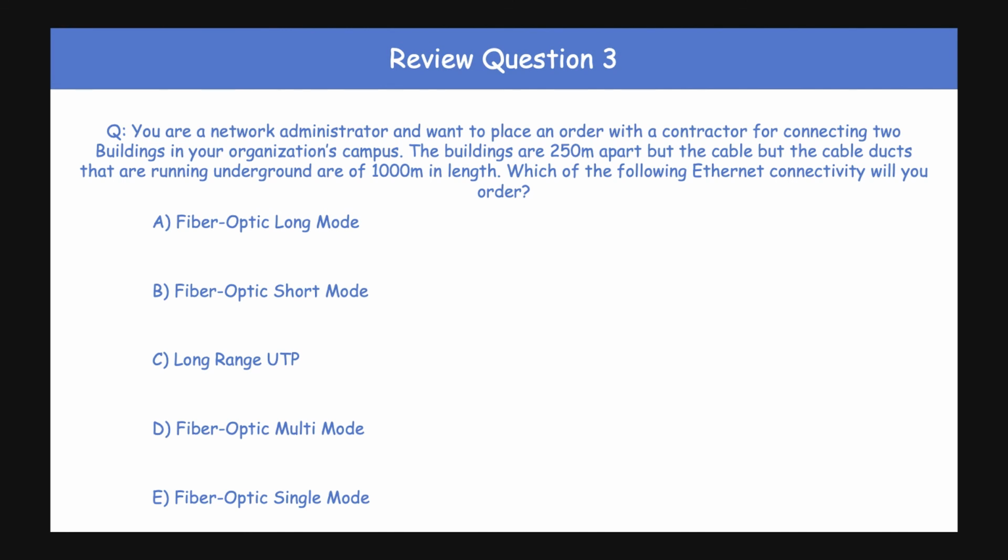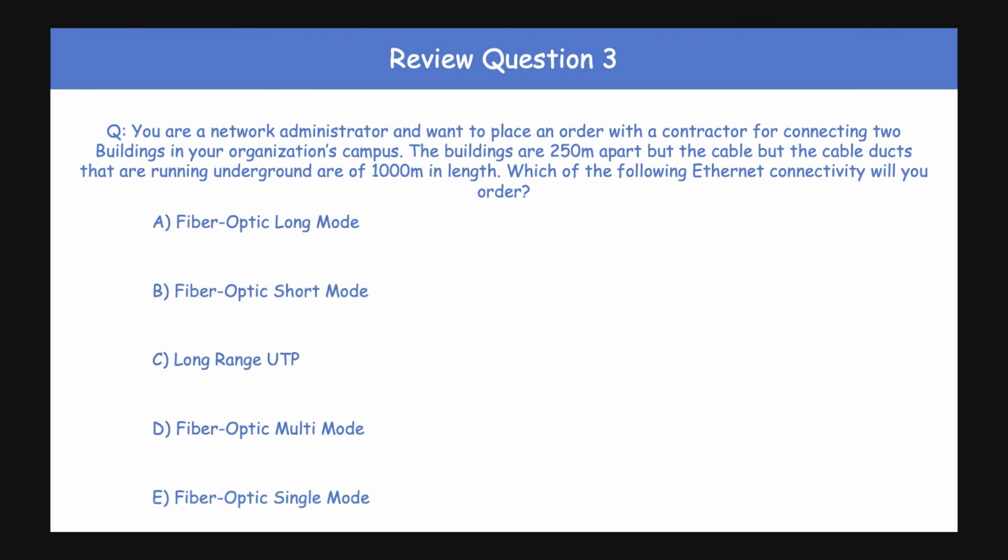Let's review one more question. You are a network administrator and want to place an order with a contractor for connecting two buildings in your organization campus. The buildings are 250 meters apart, but the cable ducts that are running beneath the ground are 1000 meters. Which of the following Ethernet connectivity orders will you place? Option A, fiber optic long mode. Option B, fiber optic short mode. Option C, long range UTP. Option D, fiber optic multi-mode. Option E, fiber optic single mode. You can pause the video here to answer the question.